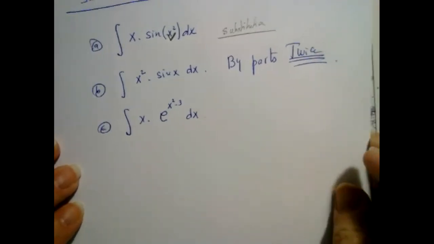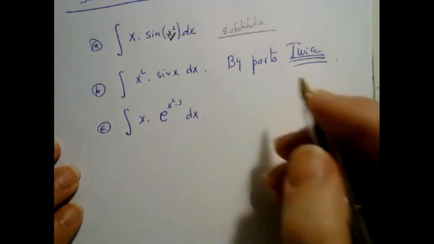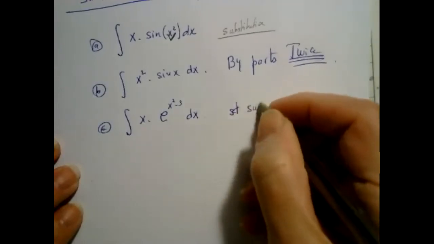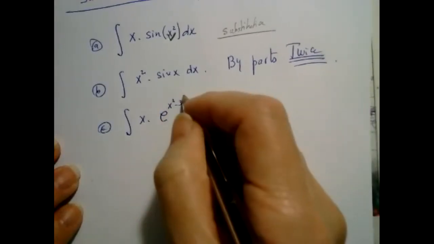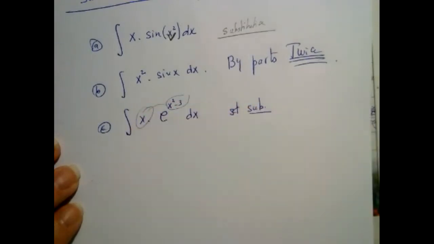Parts or substitution, quickly? Substitution, because x squared minus 3 would be u. Then du would be 2x dx. We're done.